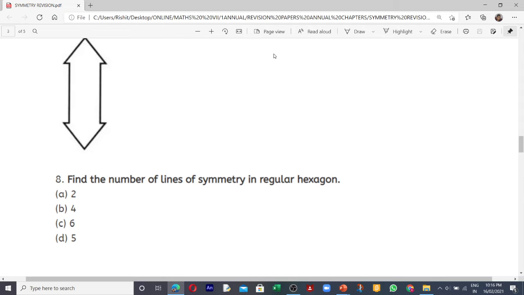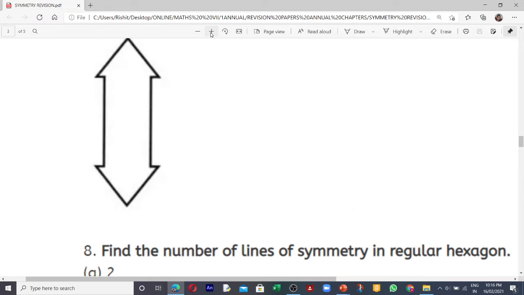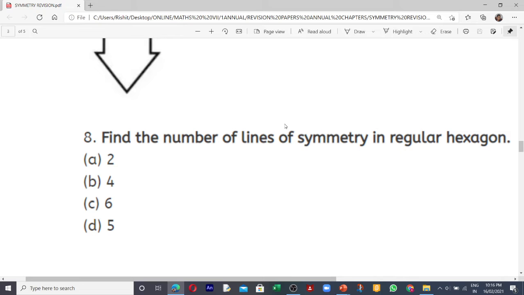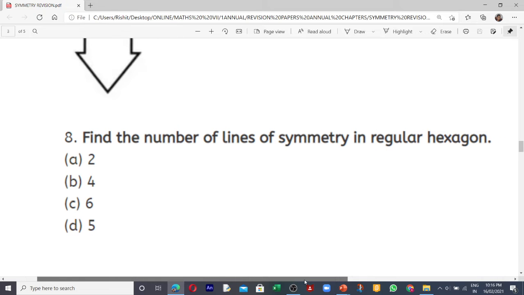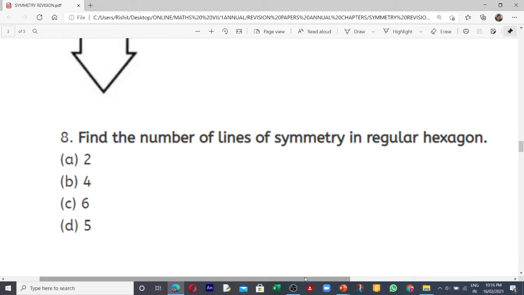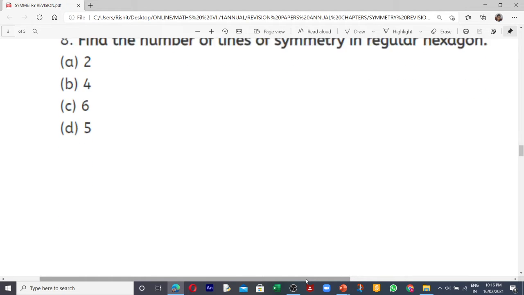Next. Find the number of lines of symmetry in a regular hexagon. Question number 8. The number of lines of symmetry in a regular hexagon. Come on. Is it 2? Is it 4? Is it 6 or is it 5? Quickly write down. Now next.